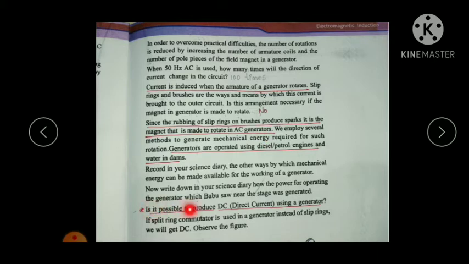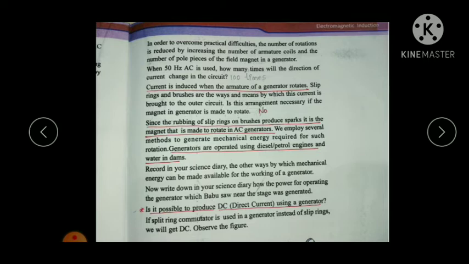Is it possible to produce direct current using a generator? See, we are getting AC from a generator, that is, the current which changes its direction during every half rotation. So in a generator, we will get alternating current. So here the question is, is it possible to produce DC, that is direct current, using a generator? How can we produce DC from a generator?